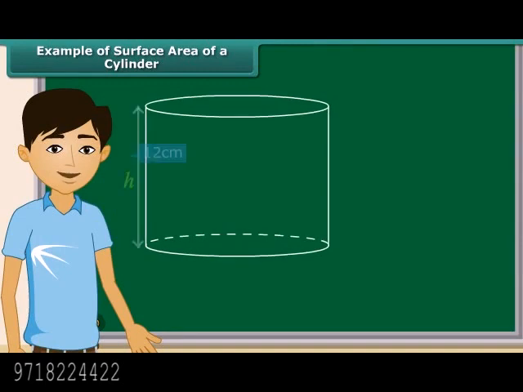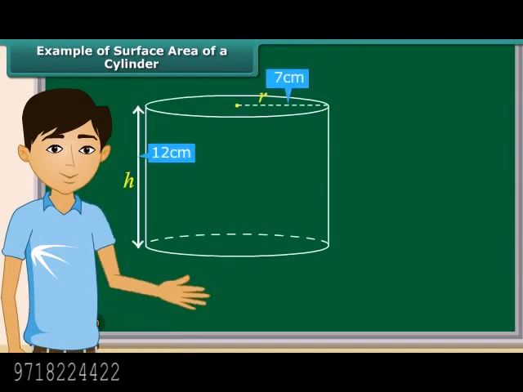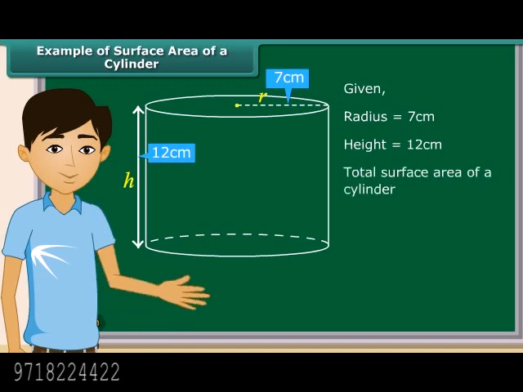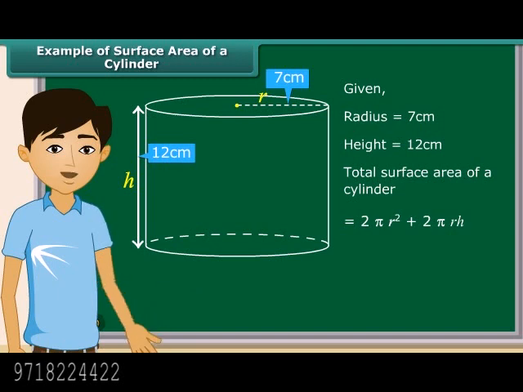Let us find the surface area of this cylinder. It is given that this cylinder has radius equal to 7 centimeters and height equal to 12 centimeters. Do you remember the formula for calculating the total surface area of a cylinder? Yes, it is equal to 2πr² + 2πrh.